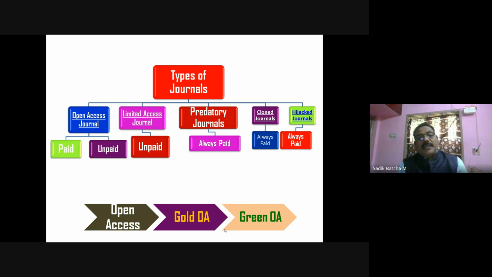The next one is the limited access journal. Limited access journals run only on a subscription basis. Institutions subscribe to these journals and pay money as a subscription, so the journal runs on the subscription amount and never expects any money from the article writer. The author does not have to pay any money; it is always unpaid. That comes under the limited access journal. So I have explained two things: open access and limited access journal.